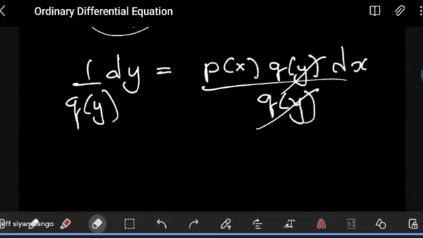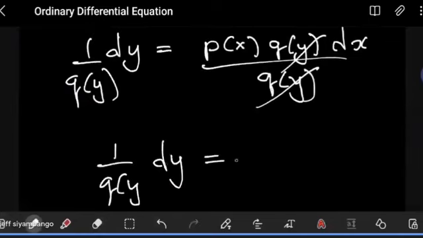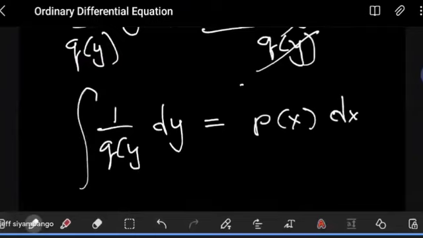Once you have reached this part, you now have two expressions. The left side is a function of y. The right side is a function of x. Now, once you've reached this part, you can integrate both sides respectively. The left-hand side will be with respect to y. The right-hand side will be with respect to x. So ideally, this is how separation of variables works.